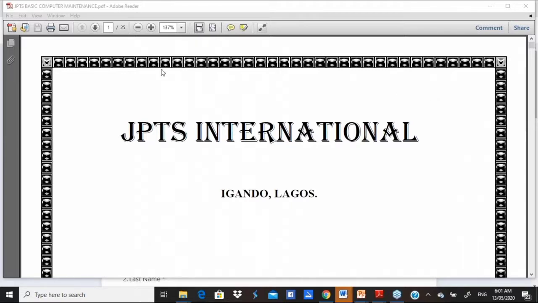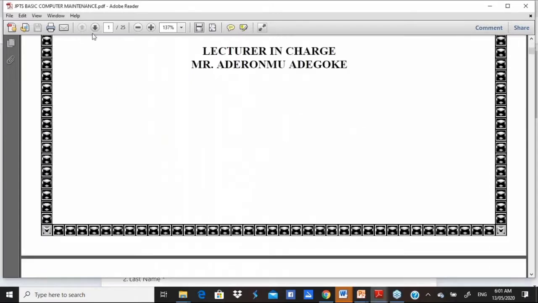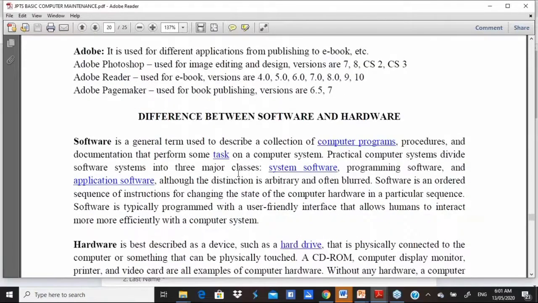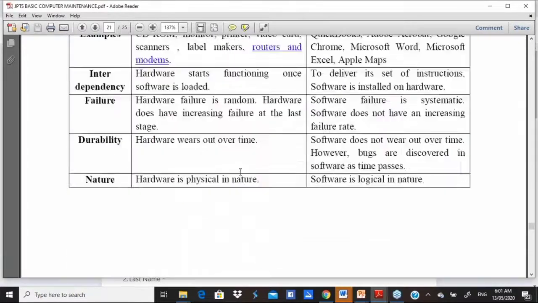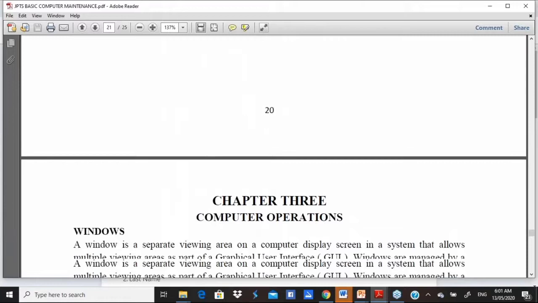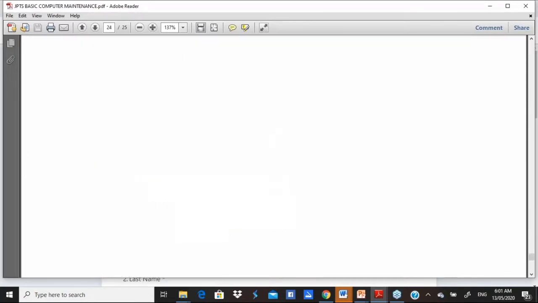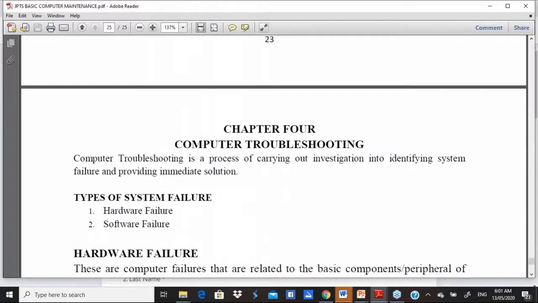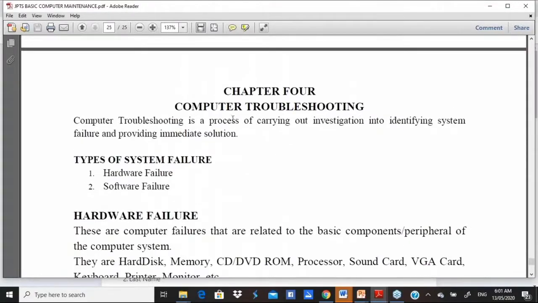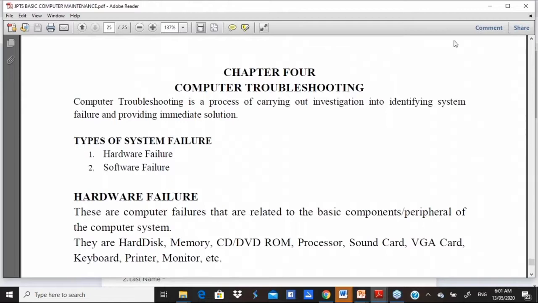So what I'm going to do right now is just do a small review of where we stopped. I think we treated this aspect: Windows, talked about booting in the last class. So let's look at this and then we go into the practical straight.